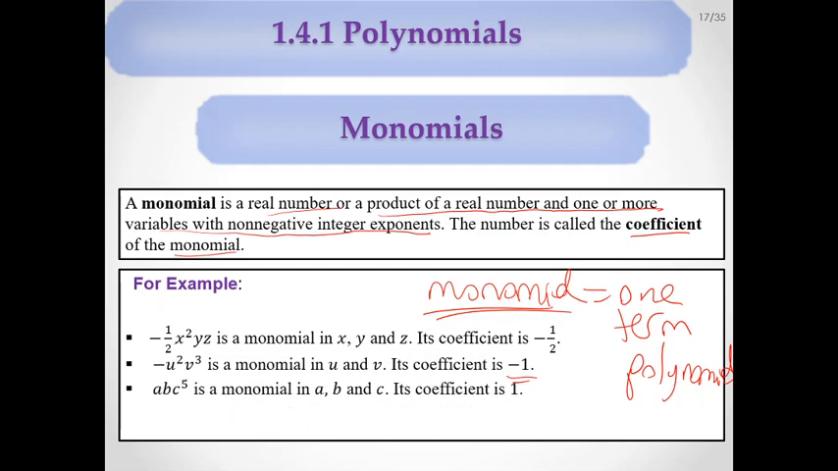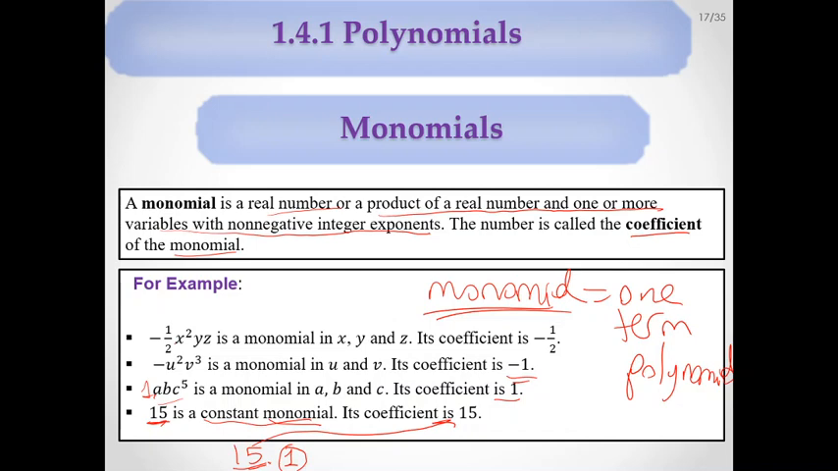Okay, what's the coefficient if you don't see anything in front? It means like 1 times. So 1 is the coefficient, and this is a monomial with a, b, c in it. And 15 is a constant monomial. So you can view numbers as constant monomials, and its coefficient is 15. So the simplest monomial, we take it as 1. So 15 times 1, so 15 becomes the coefficient.